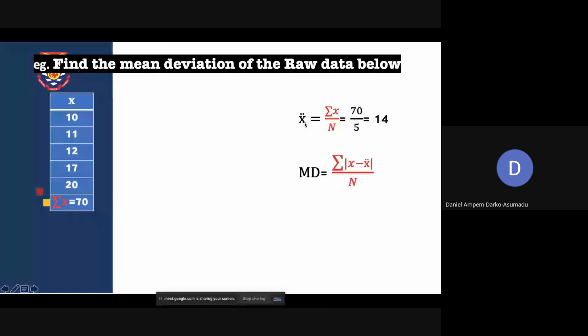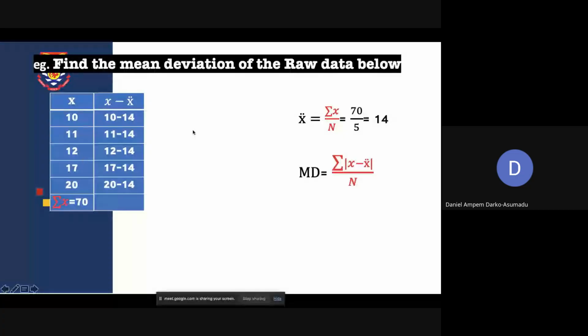Which is x bar, this mean, is 14. Now, once you have found the mean, in the formula it says x minus the mean. So you're going to subtract the 14 from the x values. We move to the second column: x minus the mean, 10 minus 14. This is the x value, and this is the mean, 14. 11 minus 14, 12 minus 14, 17 minus 14, 20 minus 14. Do you understand up to that level, please?